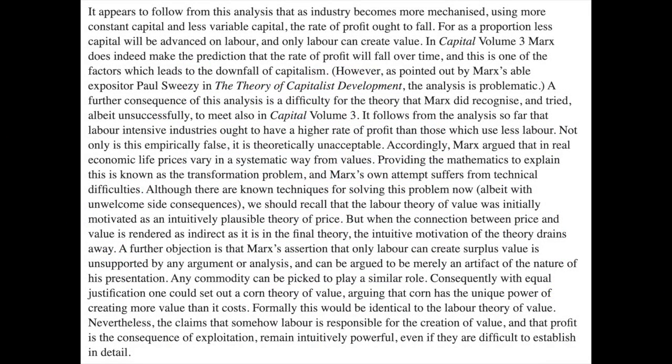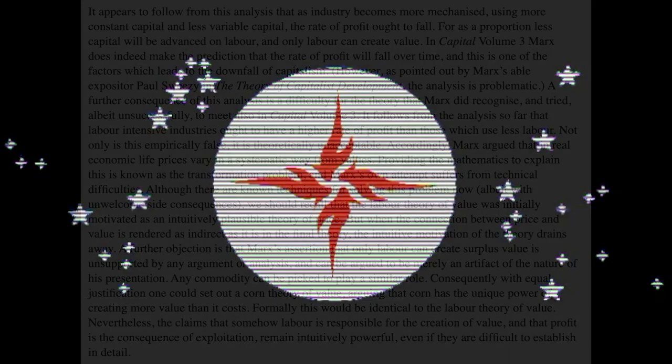However, to quote the Stanford Encyclopedia page again, they say, "It appears to follow from this analysis that as industry becomes more mechanized, using more constant capital and less variable capital, that is, using less labor, the rate of profit ought to fall, for as a proportion, less capital will be advanced on labor, and only labor can create value in the Marxist worldview." In Capital Volume 3, Marx does indeed make the prediction that the rate of profit will fall over time, and that this is one of the factors which leads to the downfall of capitalism. Now, as every single metric would show, this is not the case.